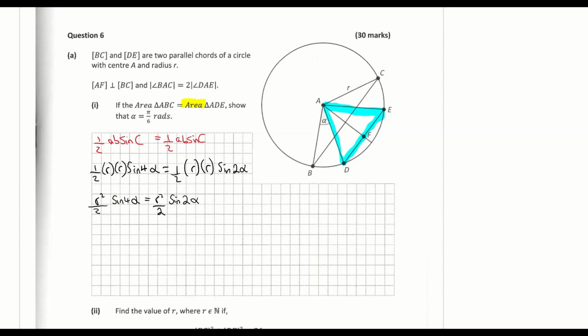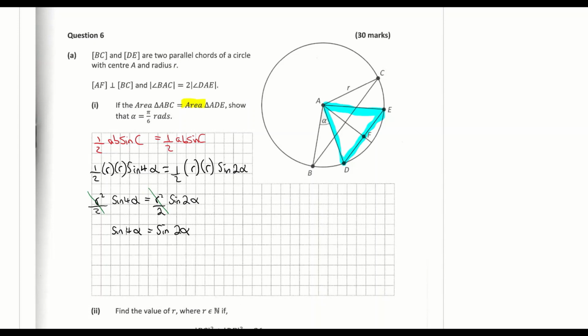And I can now see that I have some common terms on both sides. So I'm going to divide across by r squared over 2. So in other words, they can cancel out. So therefore, I'm left with sine 4 alpha is equal to sine 2 alpha. Okay, so we've tidied it up quite a lot there now.